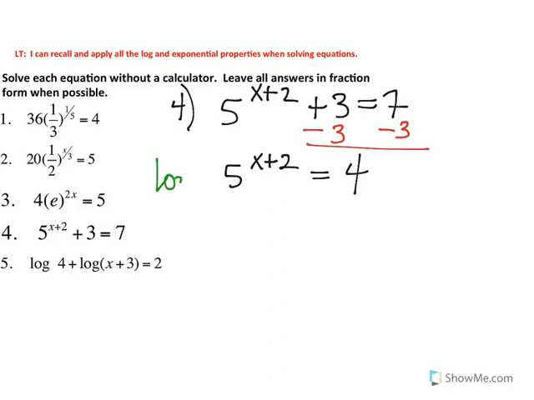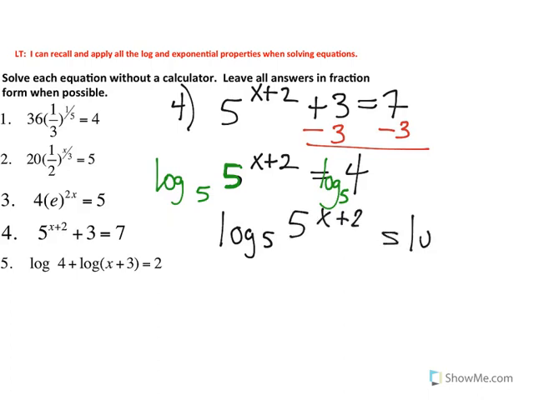But I have to be careful. I can't just say the log of both sides and be done. What is my base on this exponential equation? My base is 5. So when I take the log of both sides, I'm going to be doing log base 5 of both sides. Okay. Rewrite that so that you can see everything. Log base 5 of 5 to the x plus 2 power equals log base 5 of 4.